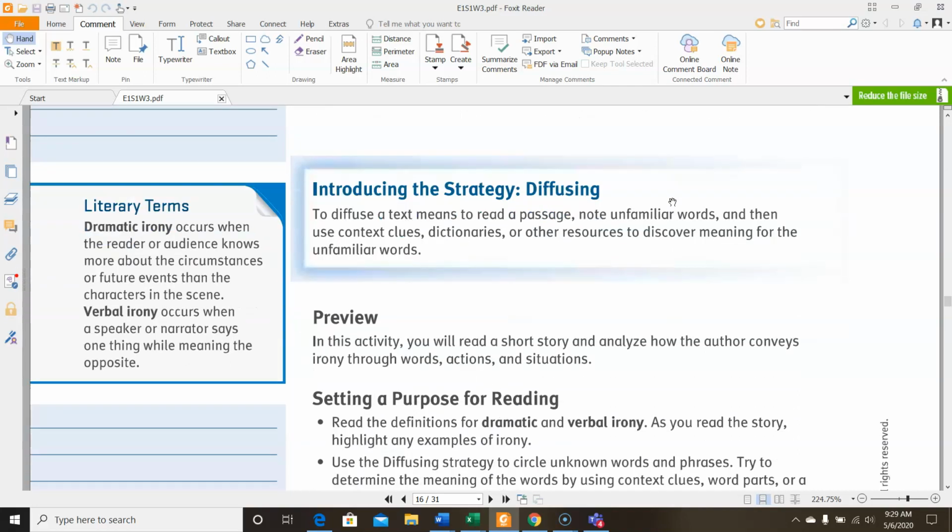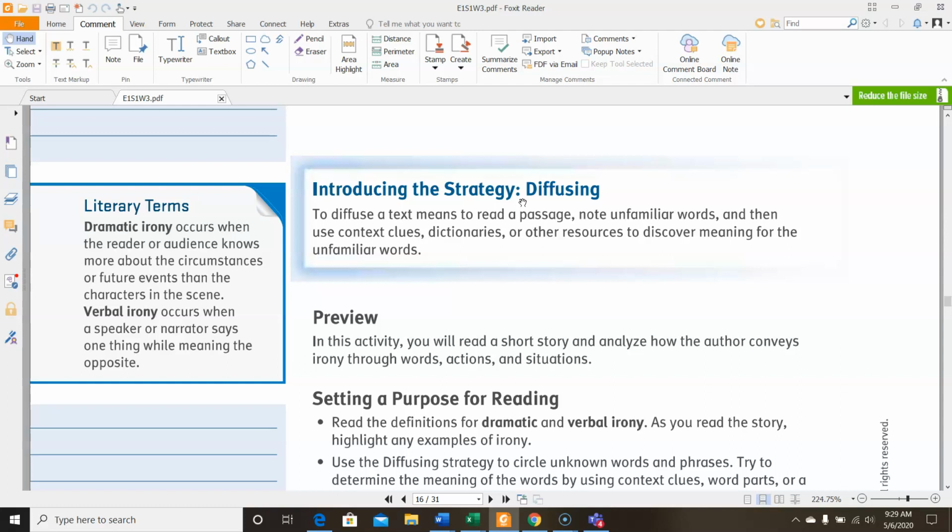So now let's look at introducing the strategy diffusing. To diffuse a text means to read a passage, note unfamiliar words, and then use context clues, dictionaries, or other resources to discover meaning for the unfamiliar words.